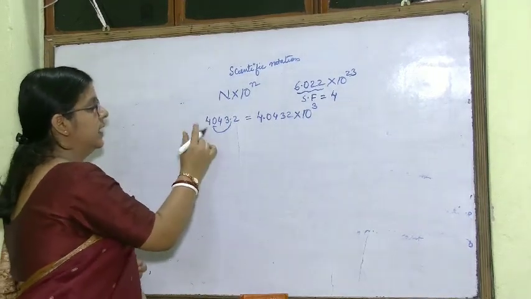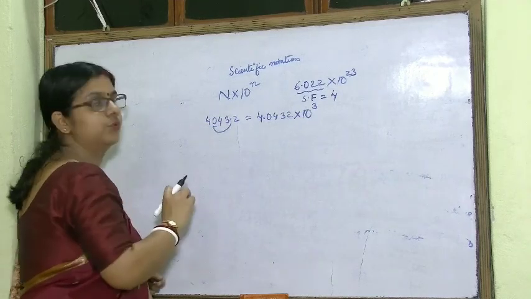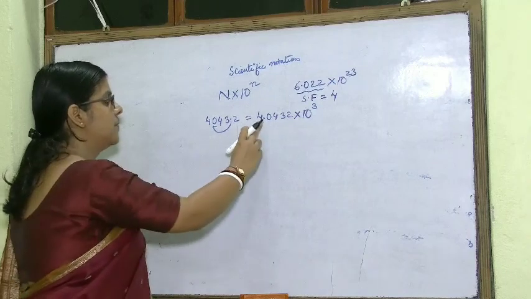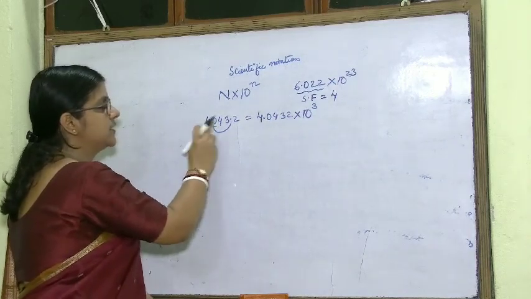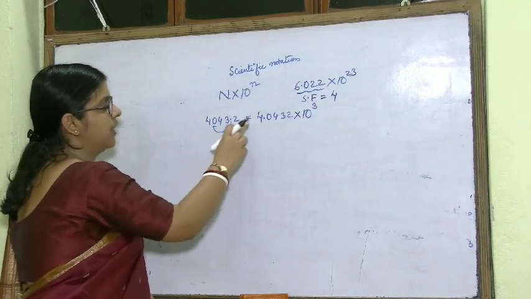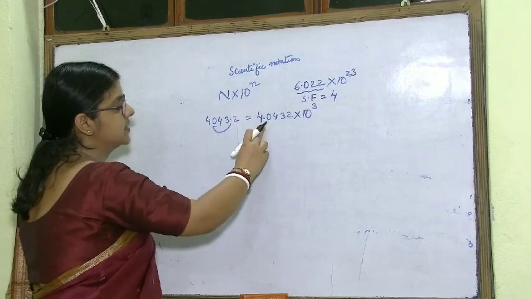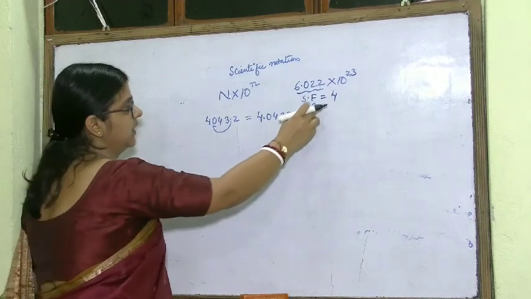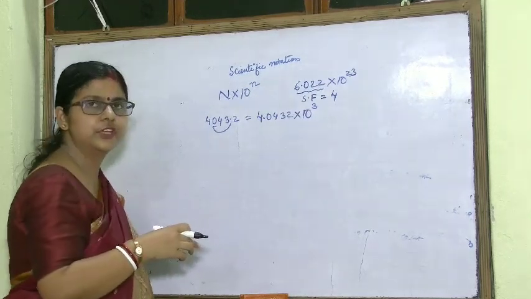You see here 4043.2. You want to change it to scientific notation. The number of digits before the decimal will be 1. So you can write it like this, and you are moving the decimal from here to the left, so you are multiplying with 10 to the power 3.